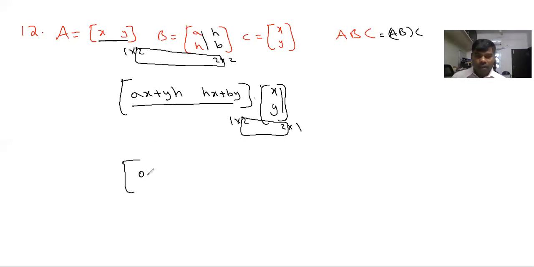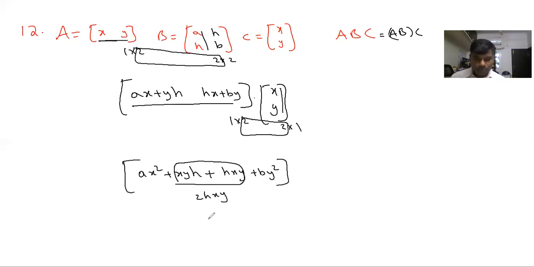So AX square. So X multiplied with this: AX square plus XYH, and plus Y multiplied with this: HXY plus BY square. So this is HXY, HXY, 2HXY. And which is there in option 2. Yeah, that's the answer.